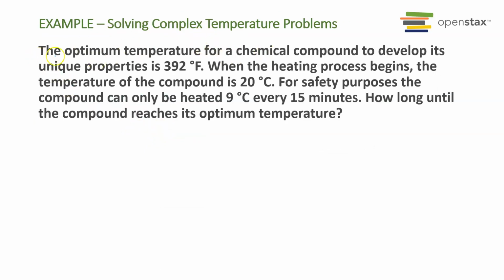All right, let's look at one last example. The optimum temperature for a chemical compound to develop its unique properties is 392 degrees Fahrenheit, pretty hot. When the heating process begins, the temperature of the compound is 20 degrees Celsius. For safety purposes, the compound can only be heated 9 degrees Celsius every 15 minutes. So how long until the compound reaches its optimum temperature?